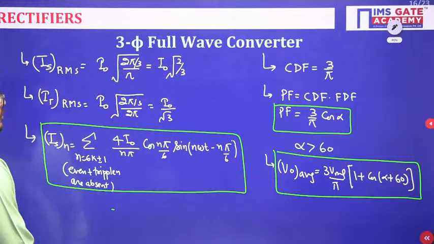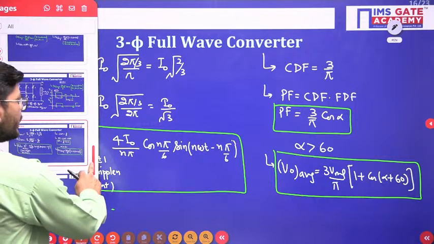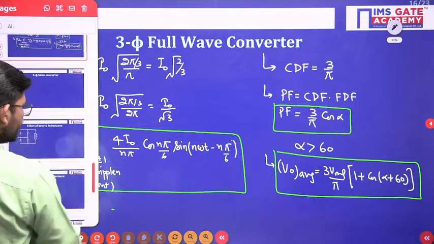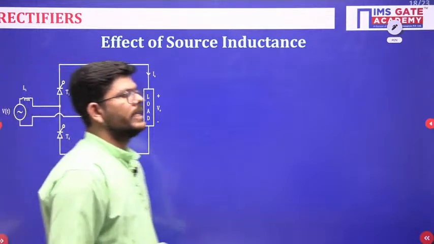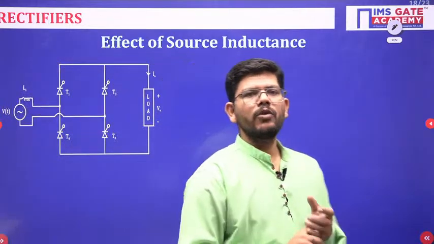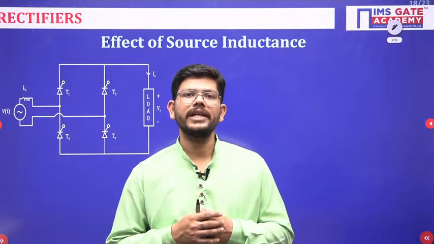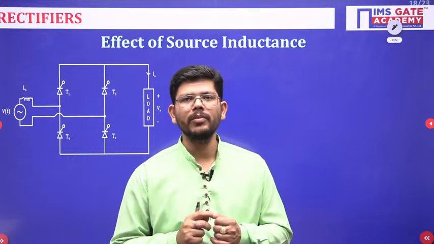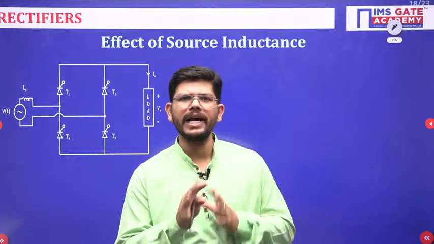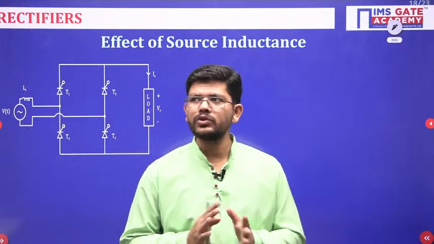Okay, very good. So this is about 3 phase converters. Now let us discuss the effect of source inductance. In single phase full wave rectifier we have a formula 2 root 2 upon pi cos alpha for power factor. In 3 phase rectifier we have a formula 3 by pi cos alpha. Both these formulas are very important. Anyone can be asked. Okay, you will definitely get a question from these two formulas.